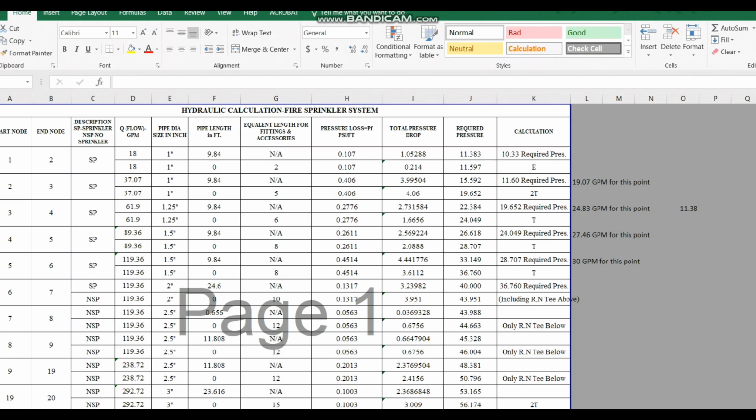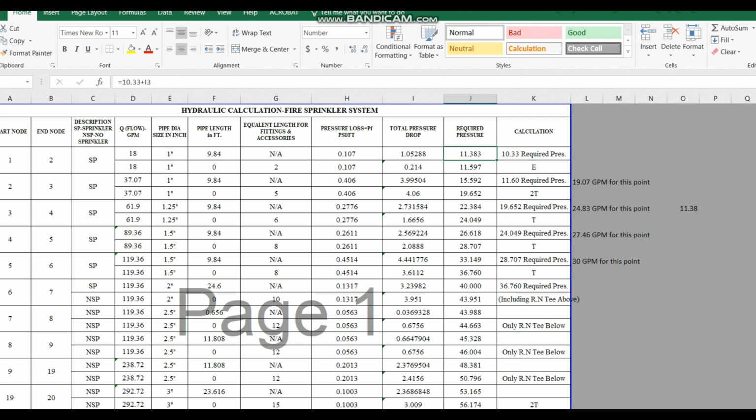So in this Excel, you can see here the start node I have given, end node I have given, and this point is a sprinkler point and no sprinkler point. The sprinkler means SP, no sprinkler means NSP. This is for our identification, and we have given the flow here, and I will tell you how I got the flow, and pipe size and the pipe length, and this is the fittings equivalent length, pressure loss, total pressure drop and required pressure.